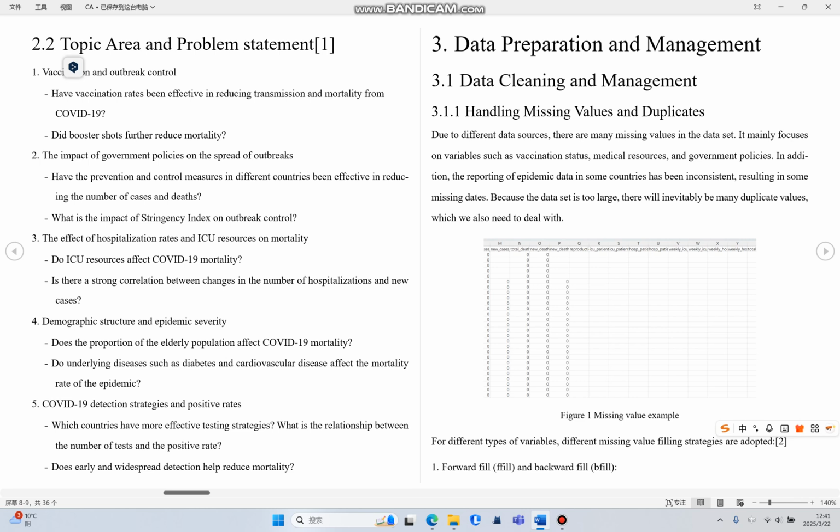For the first part, let's look at the data processing and management part. The COVID-19 dataset comes from Our World in Data, covering indicators, vaccination coverage, government policy responses, and other variables across multiple countries and regions. Due to the diversity of data sources, the dataset contains many missing values and outliers. So data cleaning and management was the first step in the project. First, we handle the missing values and duplicates.